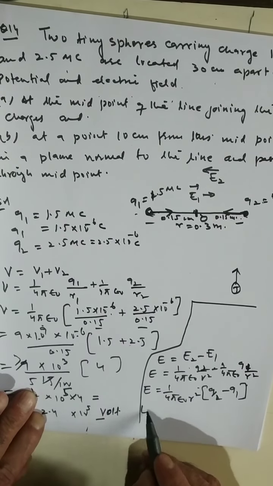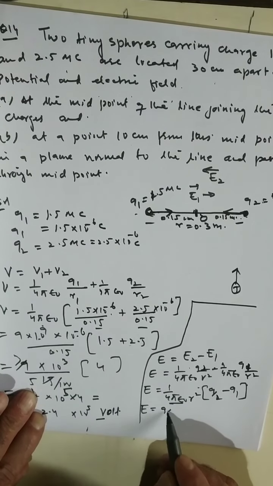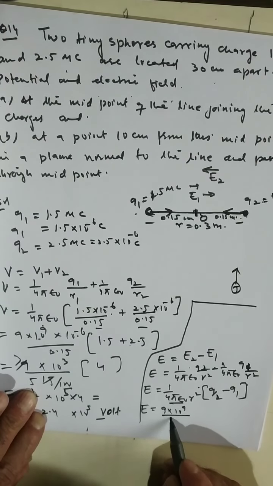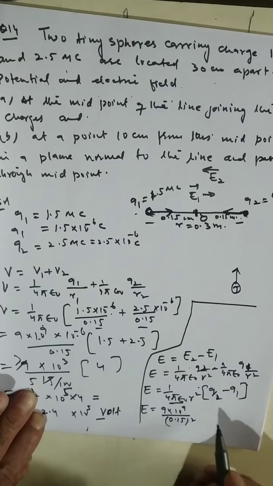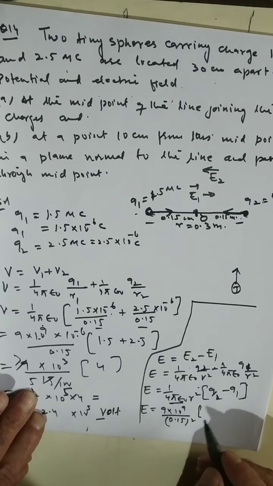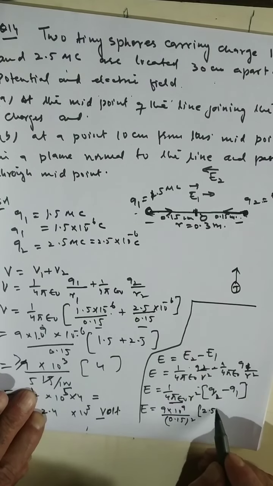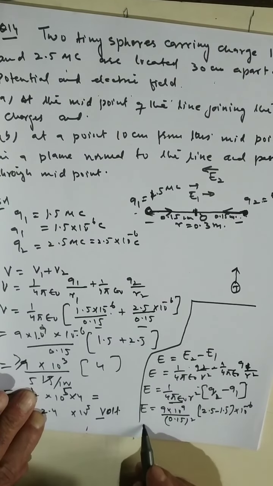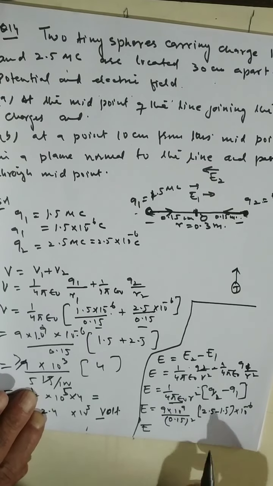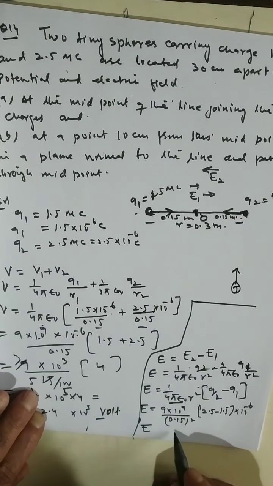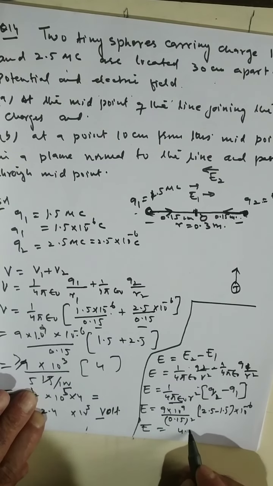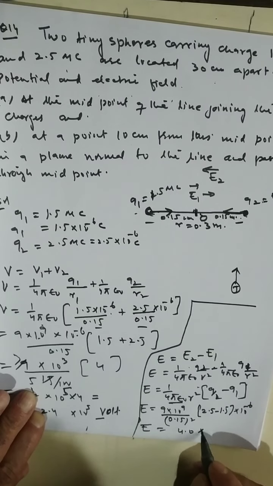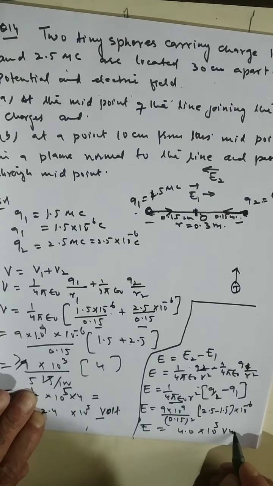So when we substitute the value, this will be 9 into 10 raised power 9 divided by R square, 0.15 whole square. Q2 minus Q1 will be equal to, after substituting, 2.5 minus 1.5 into 10 raised power minus 6. So after solving it comes out to be 4.0 into 10 raised power 5 volt per meter. Okay.